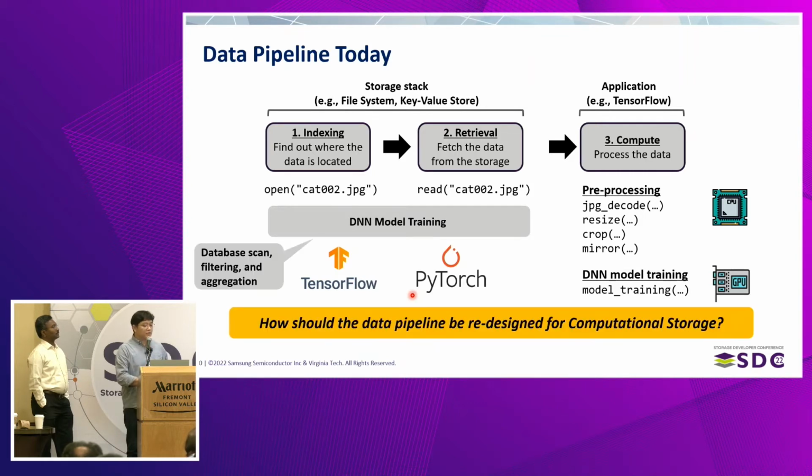So conceptually speaking, the same thing happens. We can conceptually see similar things happen for database scan, filtering, and aggregation operations, so this is a kind of a general model. So one of the big questions that I'd like to ask ourselves when we began this project is: how should the data pipeline be redesigned when we have a computational storage device, right?